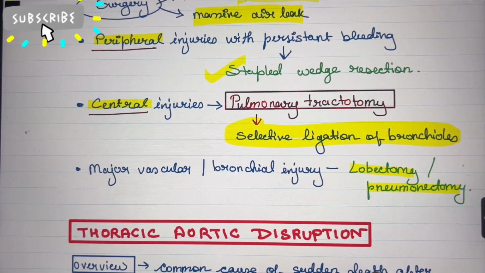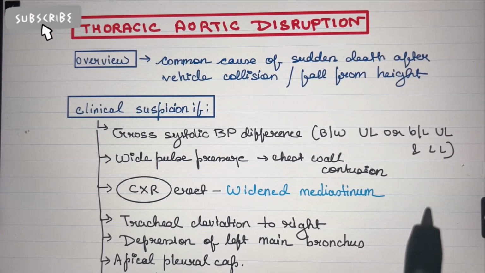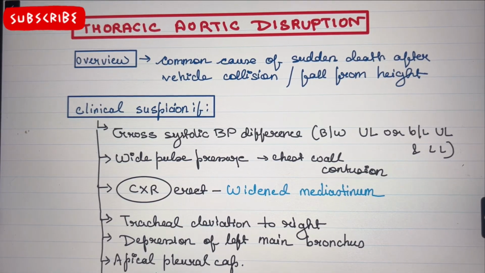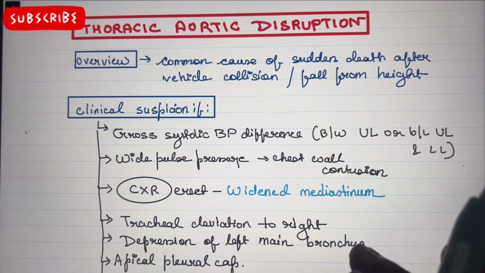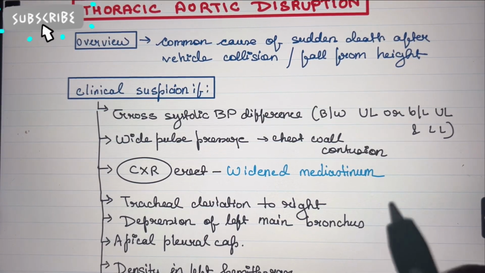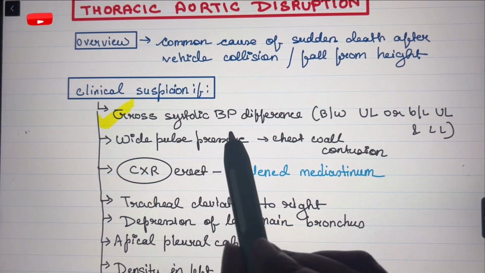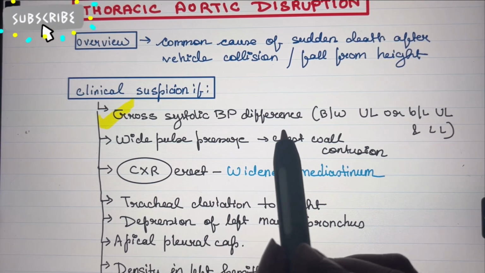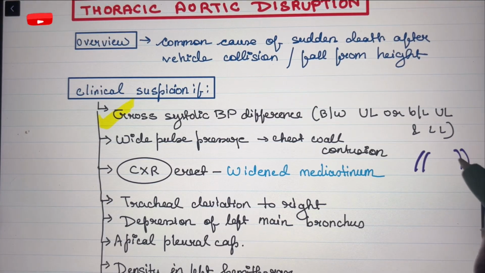This is the first. Now, second is thoracic aortic disruption. It means the thoracic aorta is disrupted, and this is a common cause of sudden death after vehicle collision and fall from height. And if there is thoracic aortic disruption, how will you clinically suspect it in a patient? This is the most important point. There will be a gross systolic BP difference in both arms, left or right arm.